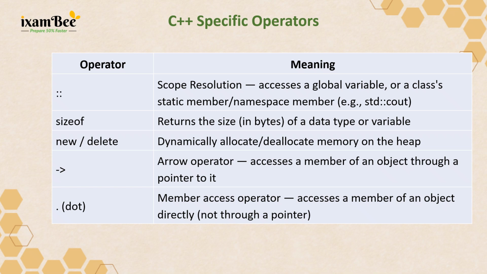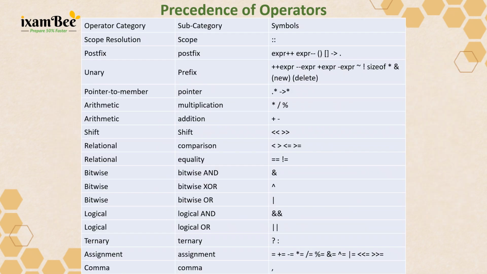The arrow operator accesses the member of an object through a pointer to it. And the dot operator is the member access operator. It accesses a member of an object directly, not through the pointer. This table shows the precedence of operators. So if you have multiple operators in an expression, then depending upon their precedence, they will be evaluated. Make sure that you know about the common precedence of operators.